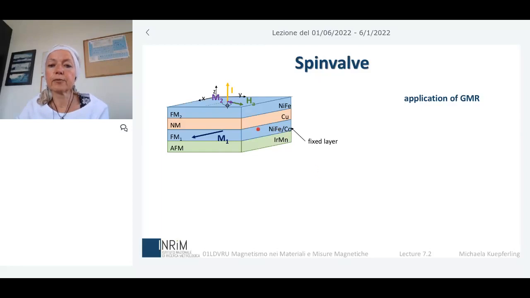This first ferromagnetic layer here, we usually call it the fixed layer because it serves, let's say, to polarize the electrons that are coming from the current. And therefore, the magnetization has to be fixed in a certain direction. How can you fix the magnetization in a certain direction?